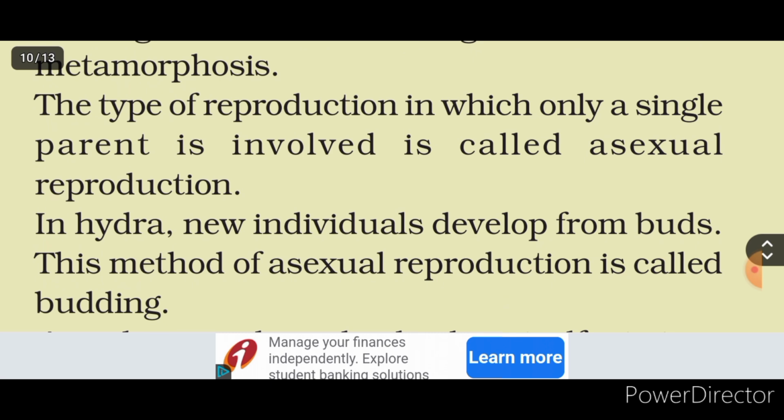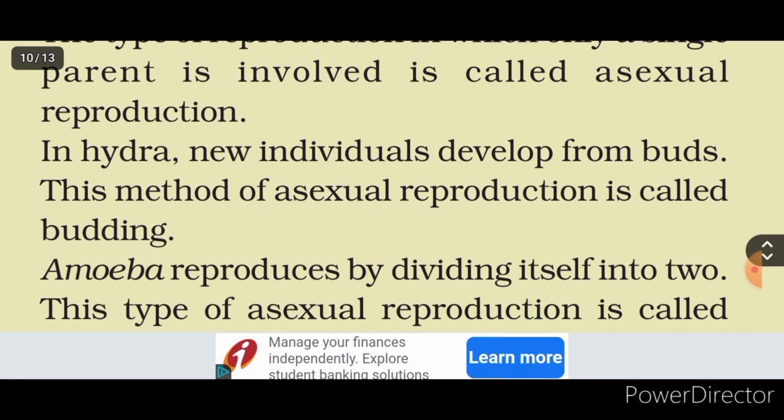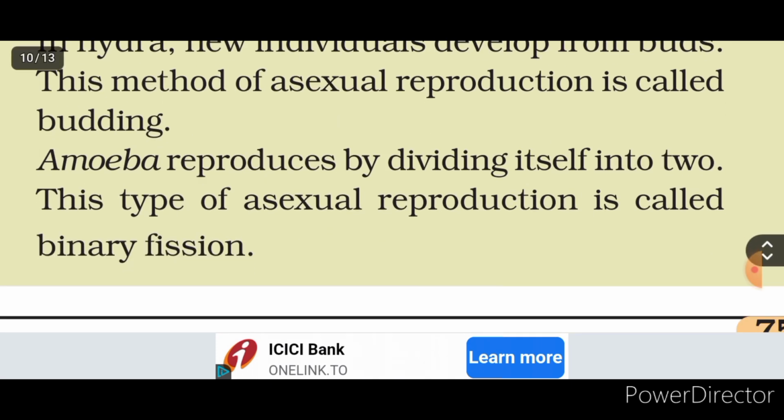The type of reproduction in which only a single parent is involved is called asexual reproduction. In Hydra, new individuals develop from buds. This method of asexual reproduction is called budding. Amoeba reproduces by dividing itself into two. This type of asexual reproduction is called binary fission.